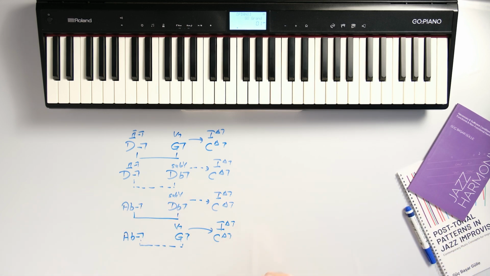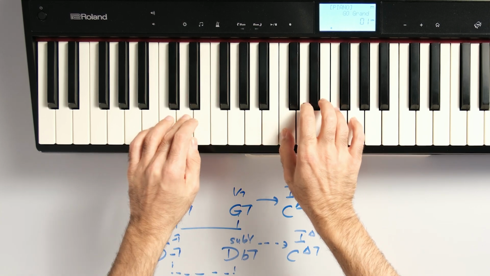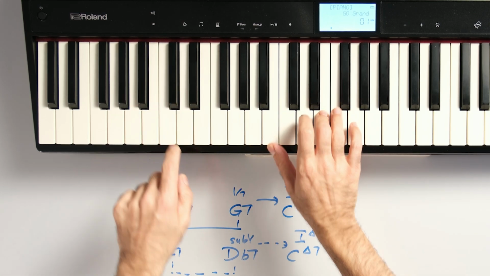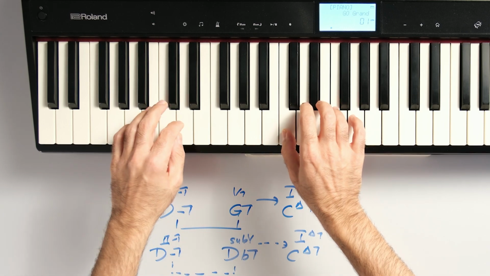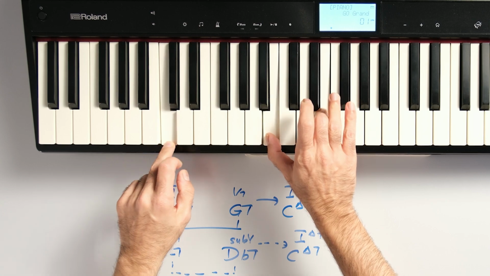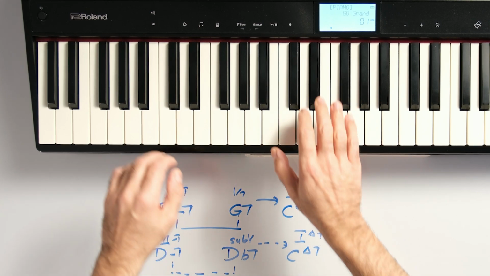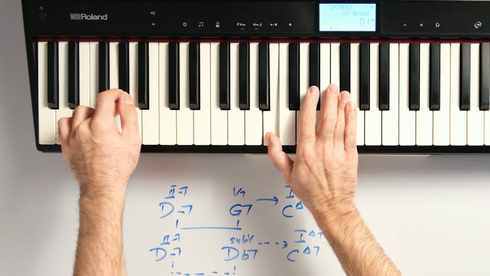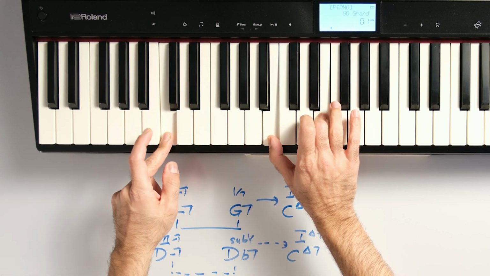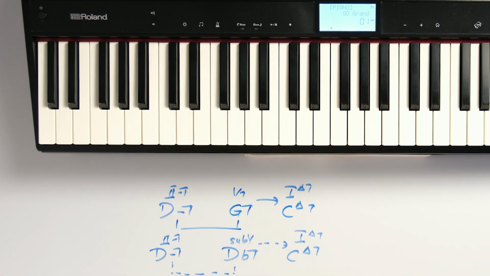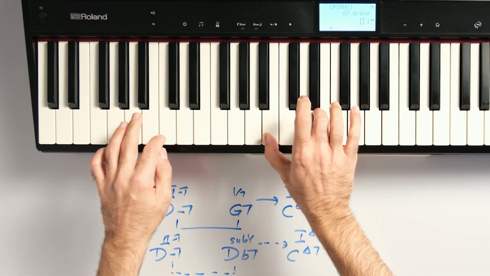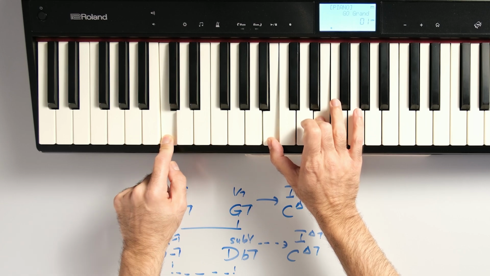Okay, let's start with the primary tonal progression. This is 2, 5, 1. The next one, 2, substitute 5, 1. The third variation, A flat minor 7, D flat dominant 7, C major 7. The last one, A flat minor 7, G dominant 7, and C major 7.